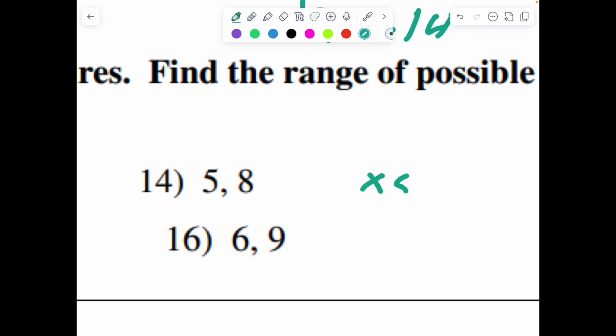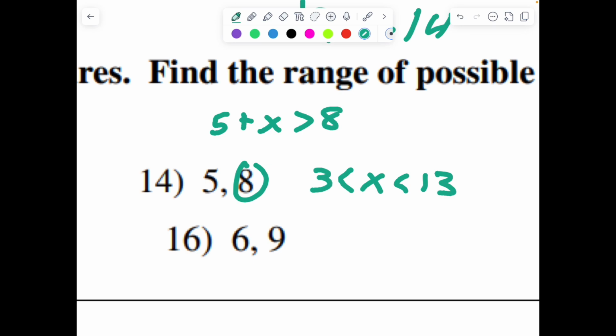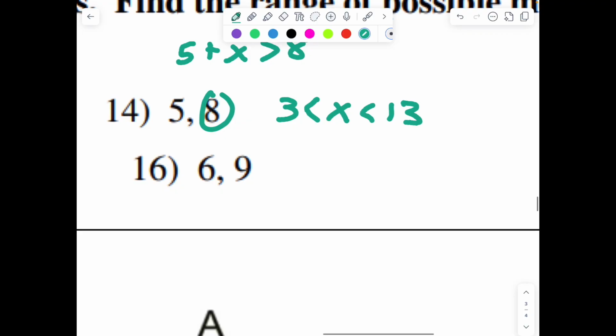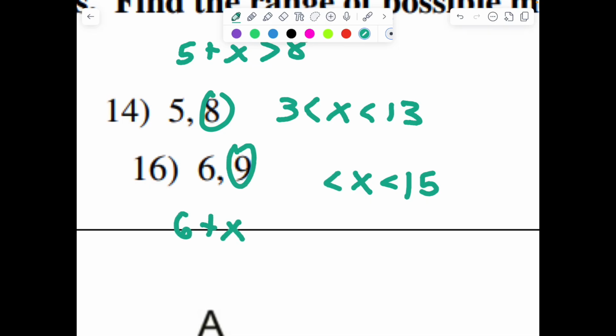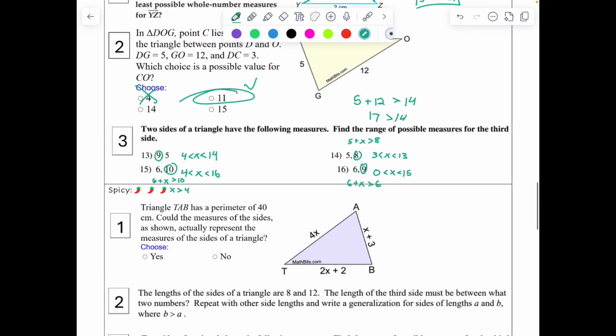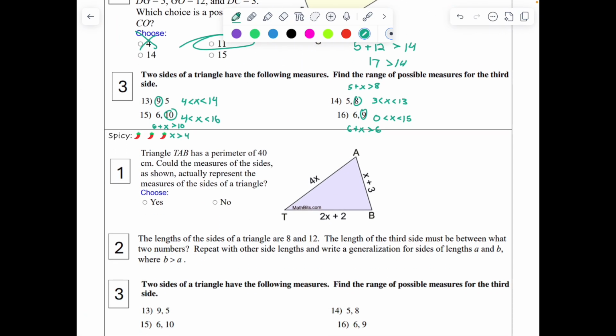5 and 8, if these are the shortest sides, the longest side has to be shorter than 5 plus 8, which is 13. But if 8 is the longest side, then 5 plus the missing side has to be greater than 8. Subtract 5 from both sides, x has to be greater than 3. And then finally, if 6 and 9 are the smallest sides, x has to be less than those two added together, which is 15. And then if 9 is the longest side, 6 plus the missing side has to be greater than 9. So x has to be greater than 3.